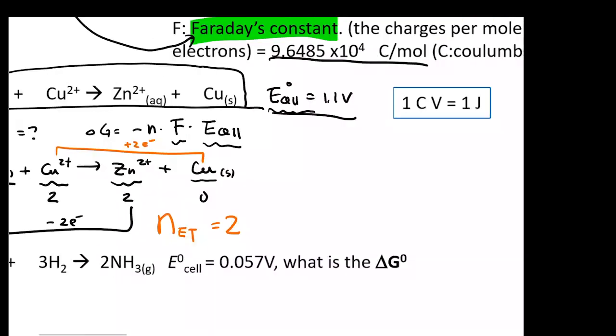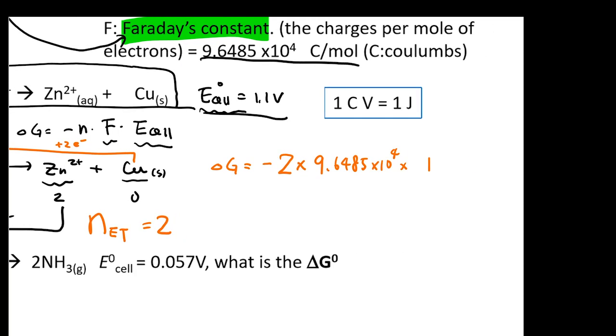Once you figure that out, you can calculate your delta G, which is equal to negative n, which is 2, times the Faraday constant, 9.6485 times 10 to the 4th power, times Ecell, 1.1. The unit of the Faraday constant is coulombs, and the unit of your Ecell is volt. One coulomb times 1 volt gives you 1 joule. If you do all this calculation, you get negative 2.10 times 10 to the 5th power coulomb times volt, which equals negative 2.10 times 10 to the 5th power joule.